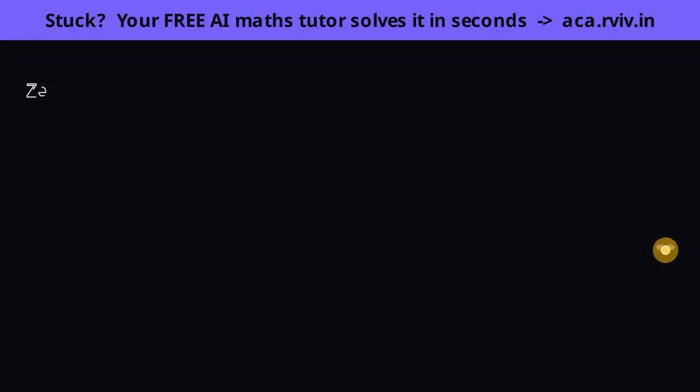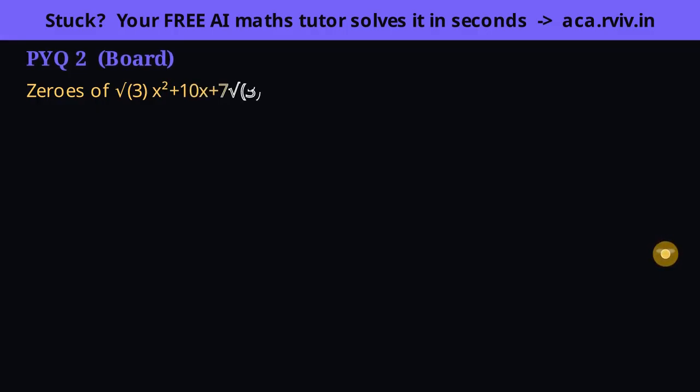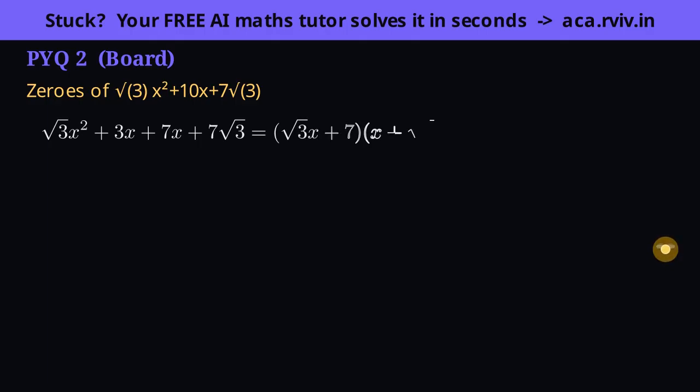A third version that scares a lot of students, but the method is identical. We just carry root 3 along carefully. Here a times c is root 3 times 7 root 3, which is 21, so we split 10x accordingly. The pair multiplying to 21 and adding to 10 is 3 and 7. Split 10x into 3x plus 7x, group, and it factors neatly as root 3x plus 7 times x plus root 3.